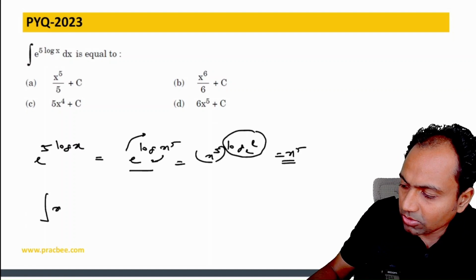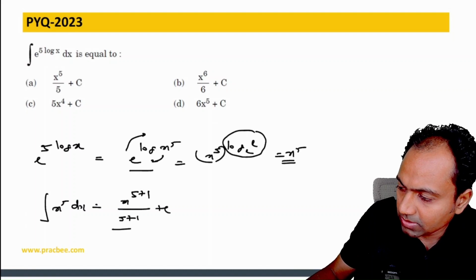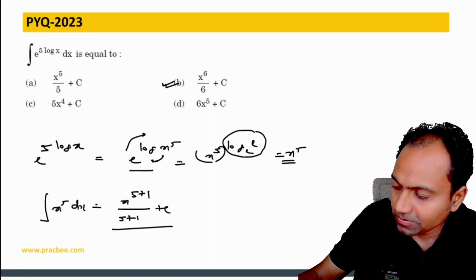So the integration talks about x raised to the power 5 dx. That comes out to be nothing but x raised to the power 5 plus 1 by 5 plus 1 plus c. And that is nothing but B option.